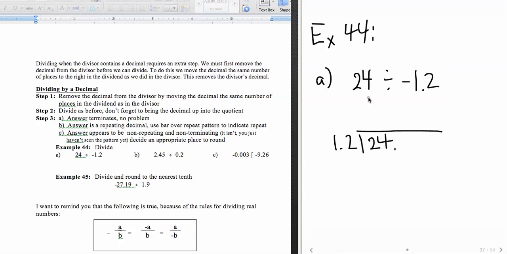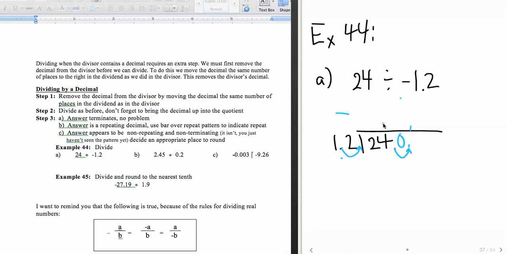So here with 24 divided by a negative 1.2, the first thing that we're going to do is, of course, a positive divided by a negative, which is going to give us a negative answer. Then we have to move the decimal out of the divisor one place, so we'll also move it one place in the dividend. The decimal's here, and then it'll come up into our dividend up here.